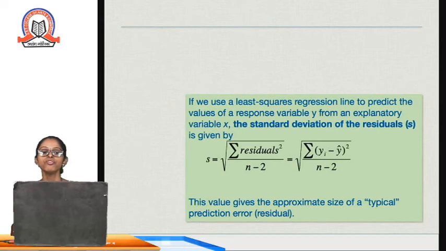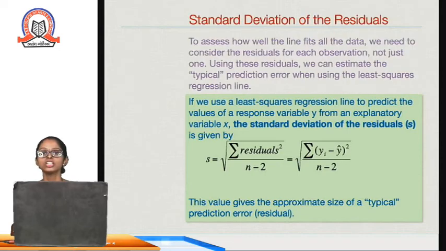Next, if we use the least squares regression line to predict the value of the response variable y from an explanatory variable x, the standard deviation of the residuals is given by s equals the square root of the sum of squared residuals divided by n minus 2, or the square root of the sum of (yi minus y hat) squared divided by n minus 2. This value gives the approximate size of a typical prediction error. This is called the standard deviation of the residuals, s.